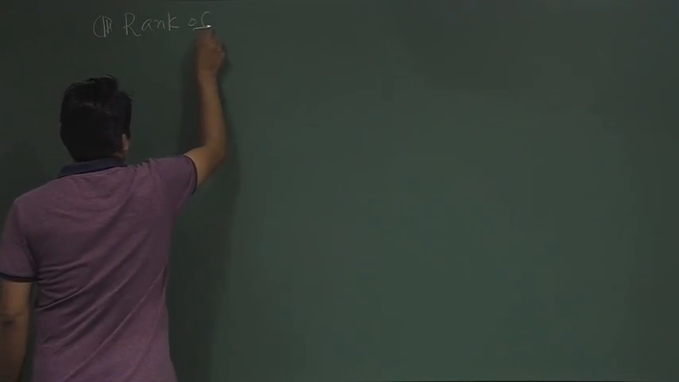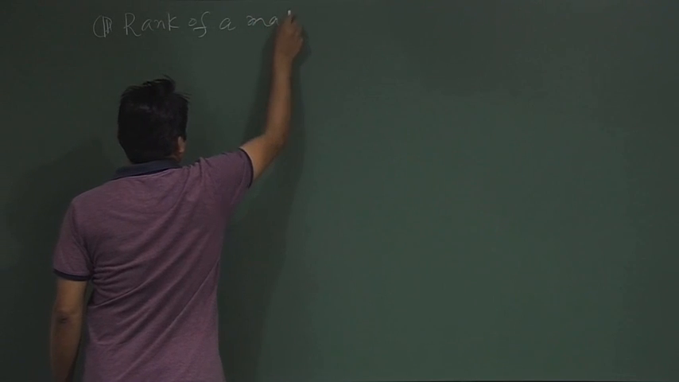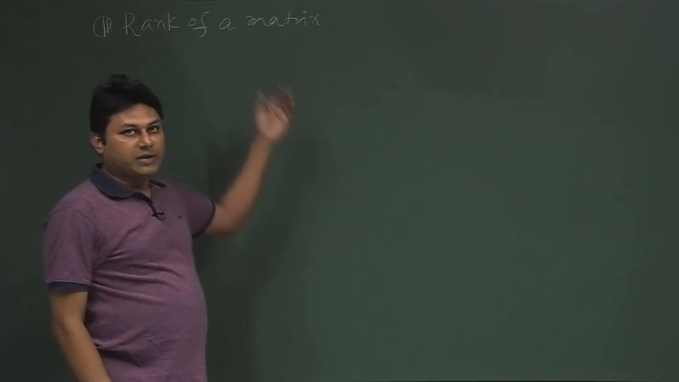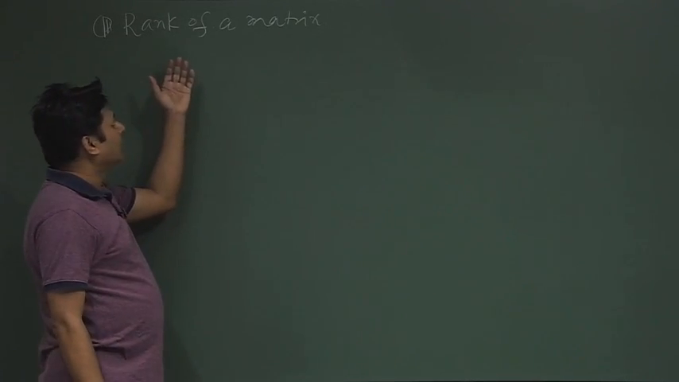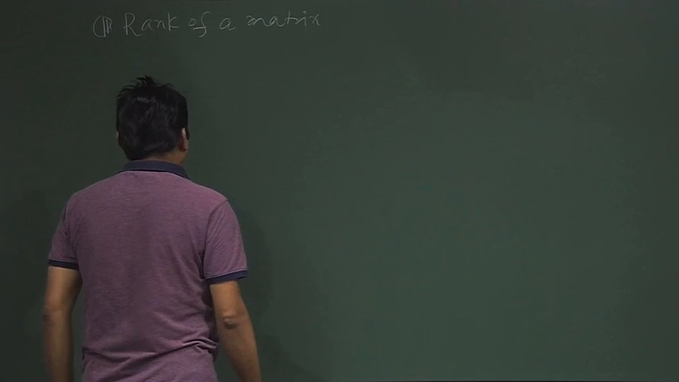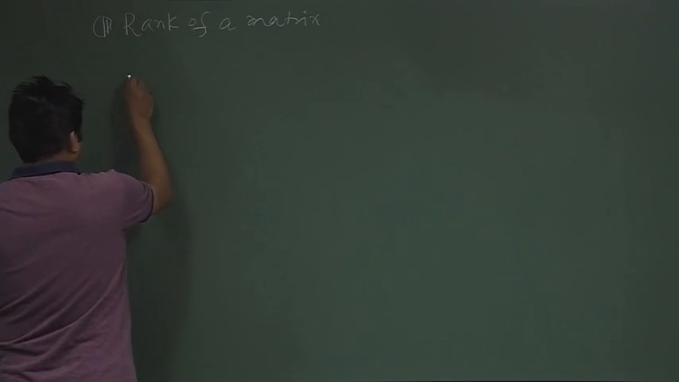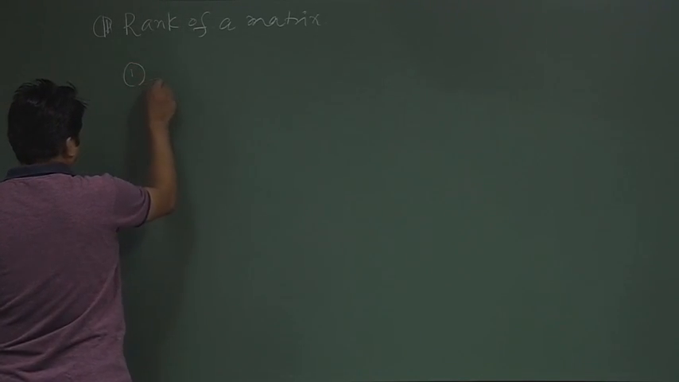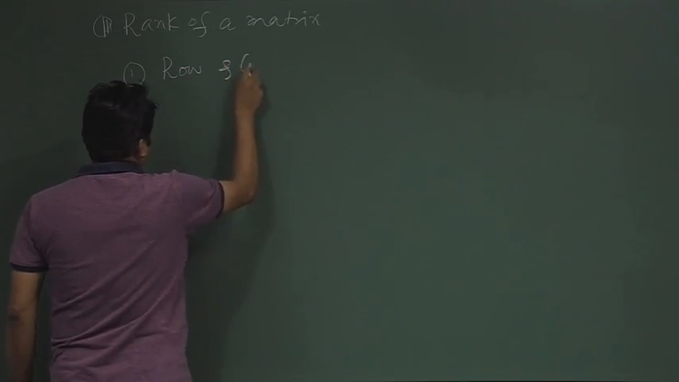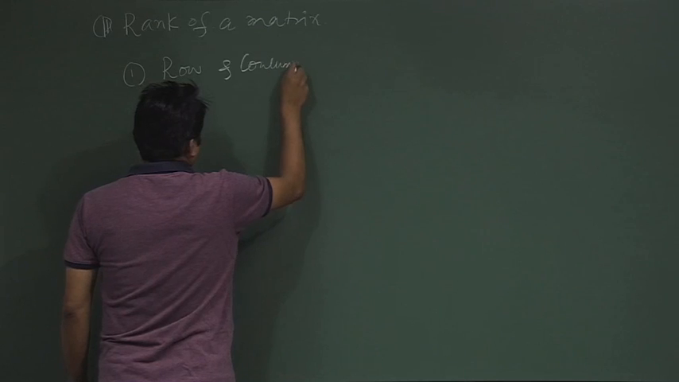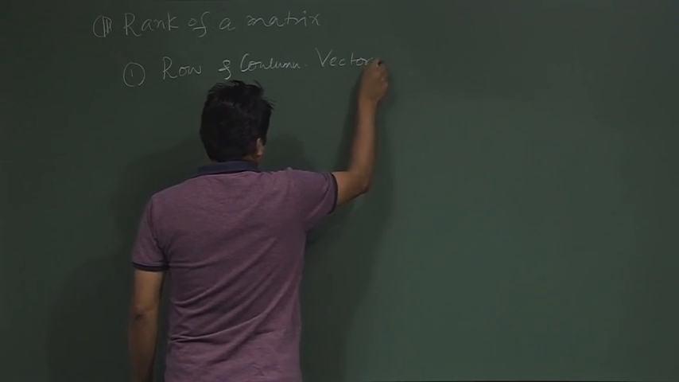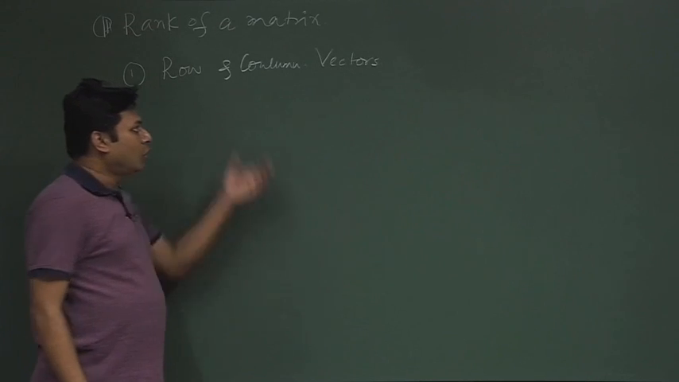rank of a matrix. It is a very important concept, rank of a matrix, but before going to the definition and all these things, I would like to introduce a few other things related to the rank of a matrix. So first one is row and column vectors. Now what are these row and column vectors?